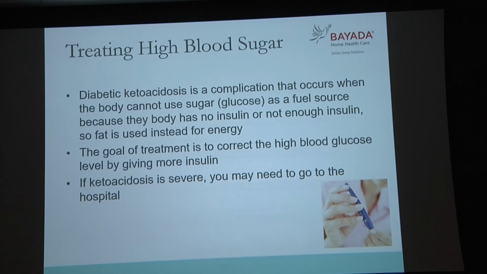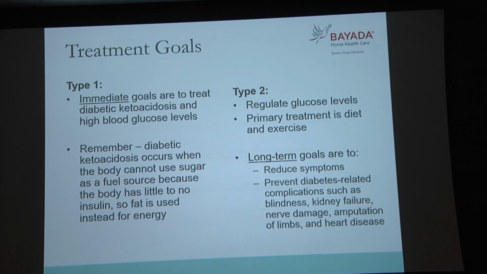If you check your blood sugar and it's high, the doctor will tell you to take this much insulin, or things like that. It's not as easy as eating a piece of candy or fruit. You need insulin, and the doctor will have a plan in place to let you know what to do if you experience that. The treatment goal is to treat the ketoacidosis and the high glucose levels. It's important to get that under control as quickly as possible.